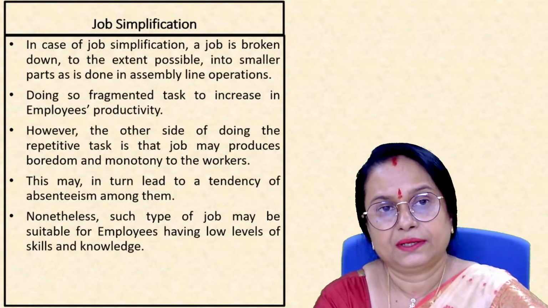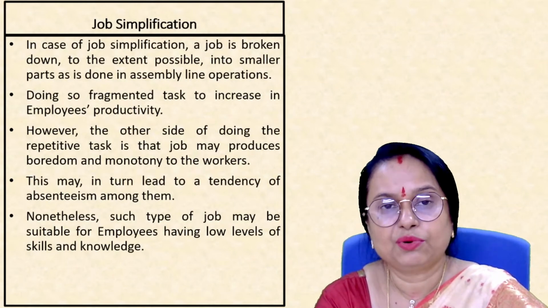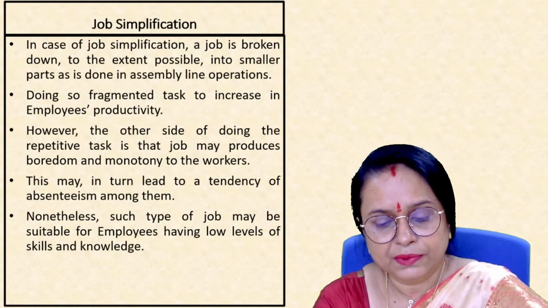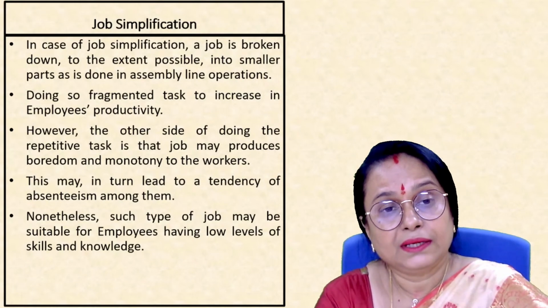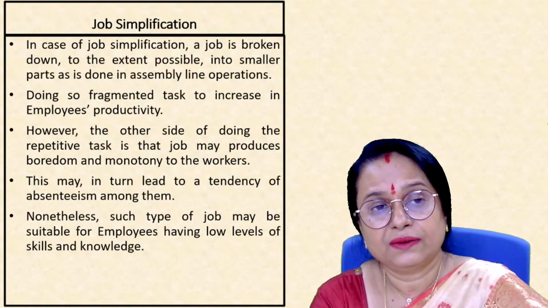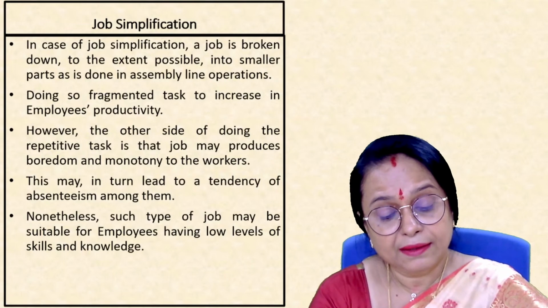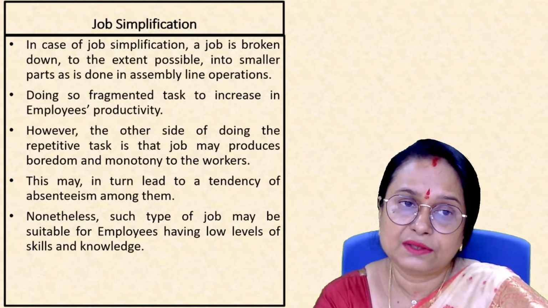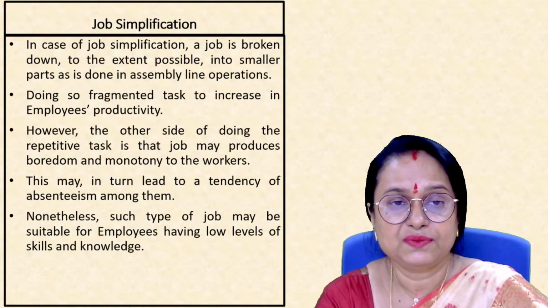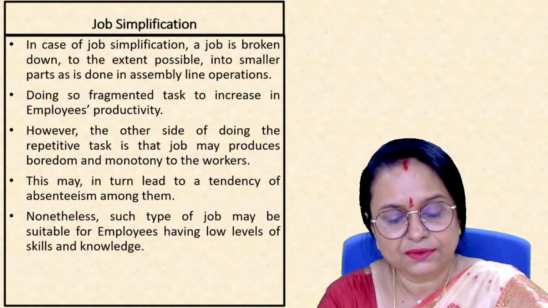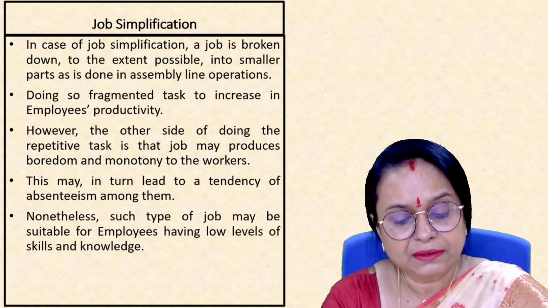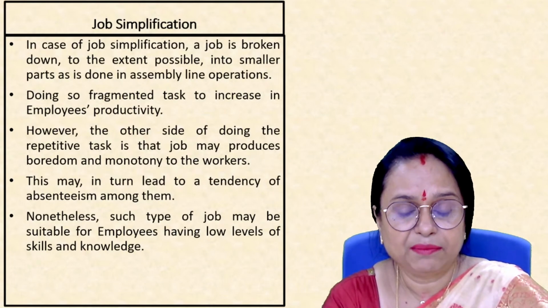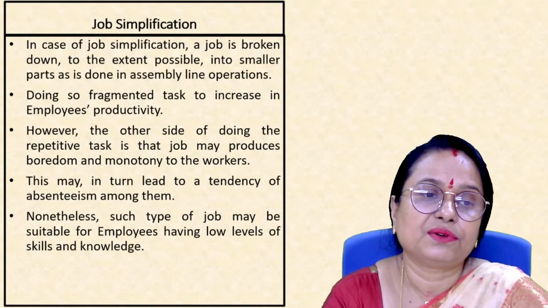Coming down to job simplification, here what happens? The job is simplified. That means a total job is broken into pieces, and the employees can do the small piece of work very easily. So it becomes easier for the employees to do the work. Doing so, the fragmented task increases an employee's productivity. So why does it happen? Why is the job simplified? Because the employees are more specialized in the micro areas. They become specialized in the micro area.